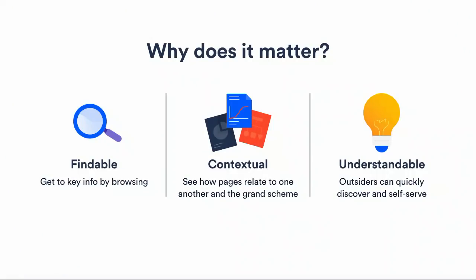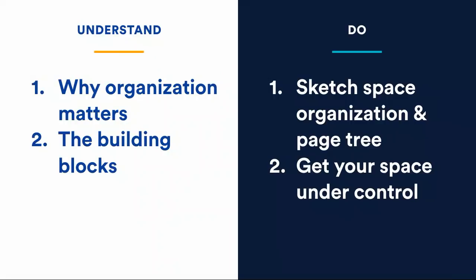Now, remember why space organization matters as you're going through these exercises and improving your space. You want it to be easy to find pages. They should get added value from being placed in context, which in turn makes it easy for someone outside of your team who's unfamiliar with your space to find the content they need. Now, you should all know after today why organization matters and the key building blocks of space organization: the page tree, which is made up of parent and child pages.